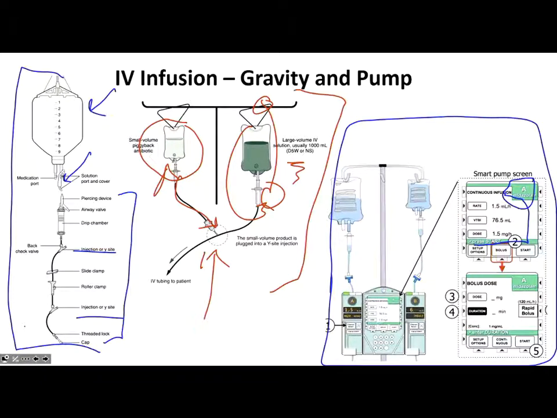And lastly, you can see a dose. The dose of drug the person is getting, while the volume is 1.5 mils per hour, it's 1.5 milligrams per hour. Okay? And then lastly, you can see we can program a bolus dose and so forth.